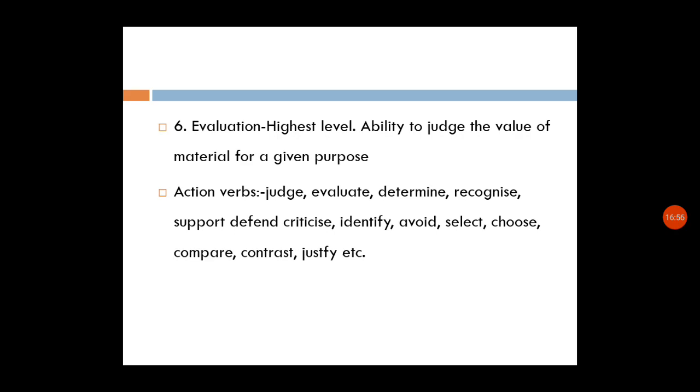In the sixth level, evaluation happens, that is the highest level. Here it is the ability to judge the value of material for a given purpose. So now we are trying to make a judgment over the material which is given. For example, when we are producing something in front of others, we should be able to judge that particular product, whether it is good or bad. Maybe when we are purchasing a particular sari or a churidar, we are trying to judge, we are giving a judgment over the price, whether it is good or not, whether the quality is good or not.